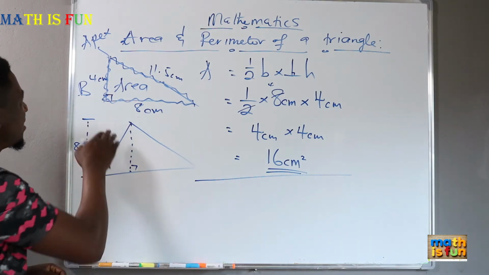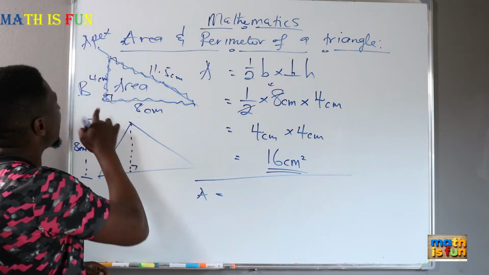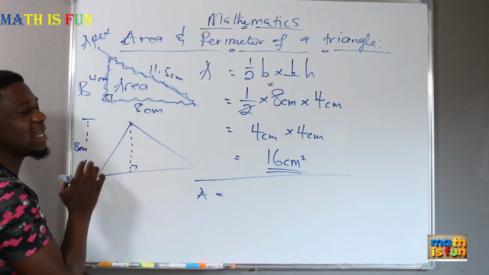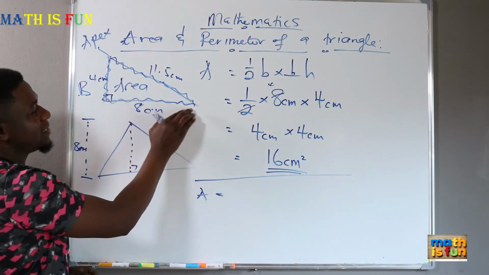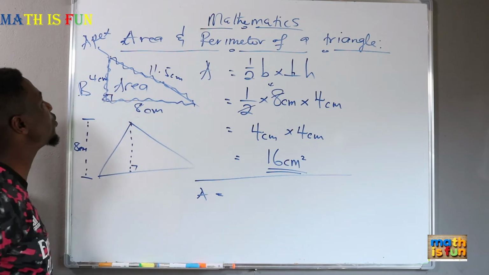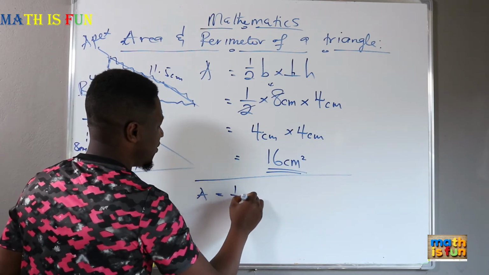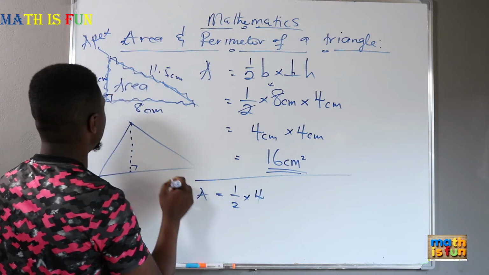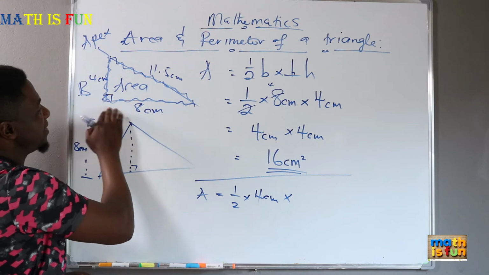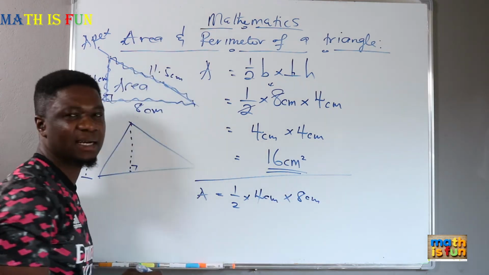Then let's go the other route, whereby people will be choosing different sides as the base. So that is the base for me. Now area is equal to, I'm taking this side as my base. That means that my perpendicular height is going to be that way. So this is being chosen as the base. Half of 4 centimeters multiplied by 8 centimeters. That is good.